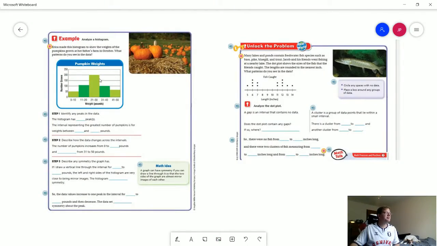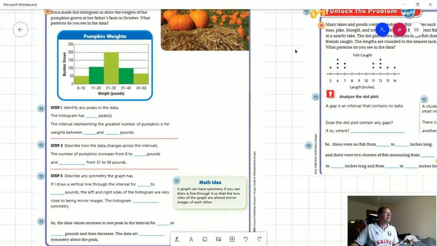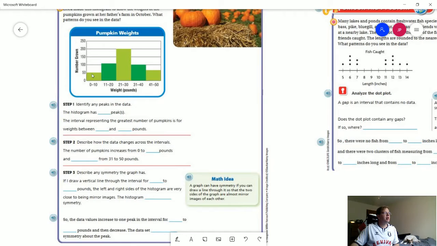And so we can see that both with our dot plot and with our histograms. And so let's take a look at that. To start with, we have this histogram that shows pumpkin weights. Most of our pumpkins are between 21 and 30 pounds. We have a few that are between 0 and 10 pounds, a smaller variety, and we have some really large ones as well. But we have a definite pattern, and so the peak is going to be the top portion.